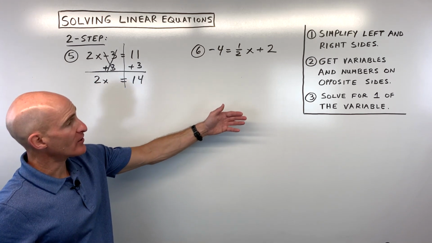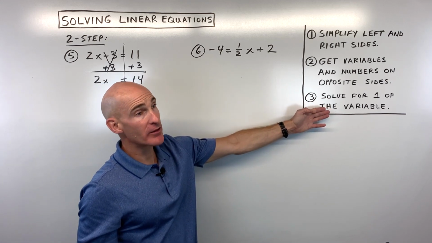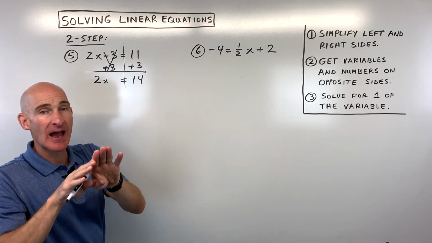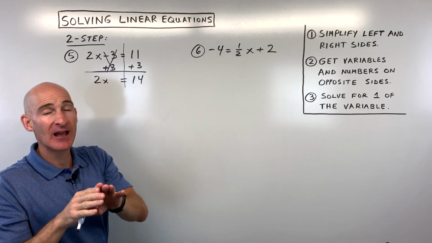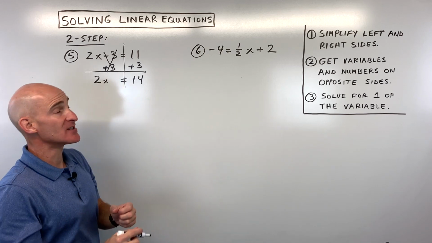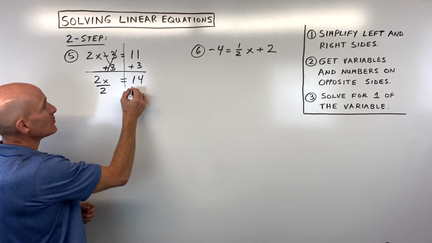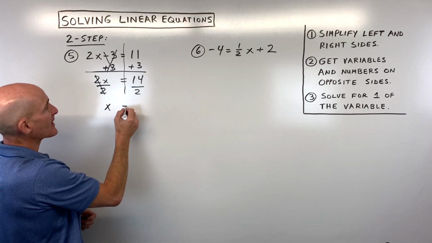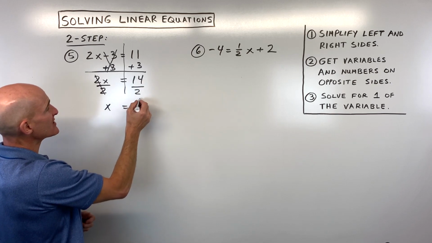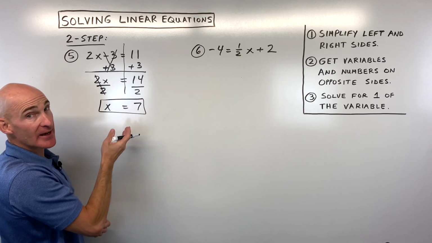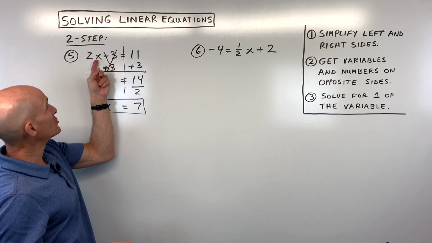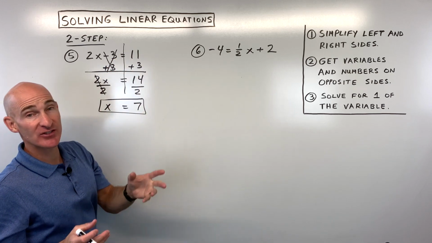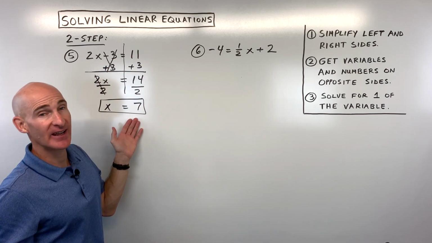Okay, now we're down to step number 3, which is to solve for just one of the variable. Here you can see we have 2x. And again, notice the 2 and the x are side by side next to each other. That means they're multiplied together. So the opposite of multiplying by 2 is to divide by 2. Whatever we do to the left, you want to do to the right. 2 divided by 2 is 1, so we get 1x is equal to 14 divided by 2, which is 7. And you got it. Now, if you want to check your work, you go back to the original. 2 times 7 is 14, minus 3 equals 11. So it makes the equation true, so we know we've got the correct answer.